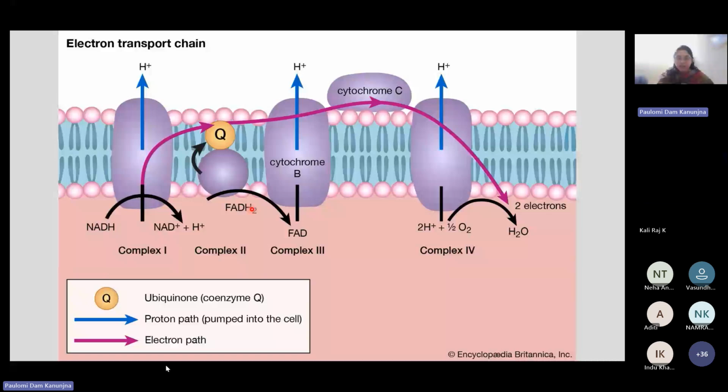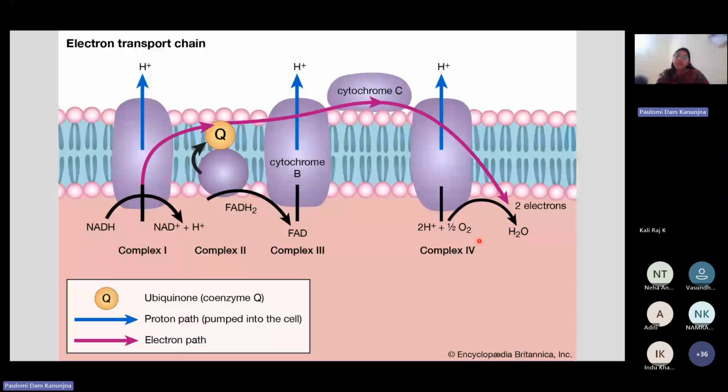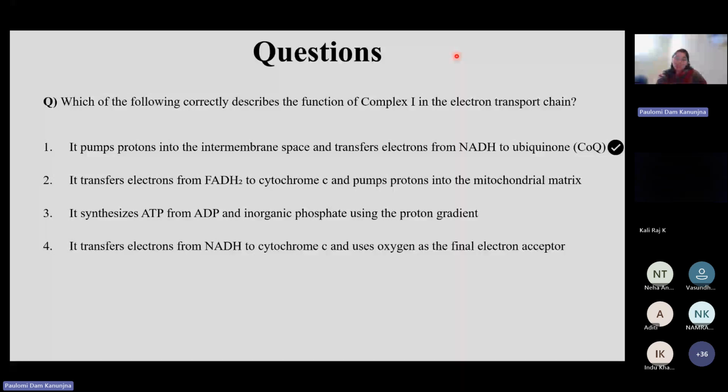Okay. So ultimately, the previous question, if you remember, said what is the best role of oxygen in cellular metabolism? Oxygen comes in every step, but also in the very last step, where hydrogen and oxygen together make up water and also lead to the generation of proton. That's why this was the correct answer: it is a final electron acceptor in the ETC, which enables ATP production. And that's how this was correct.